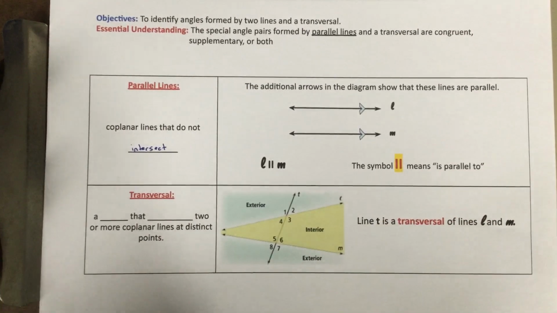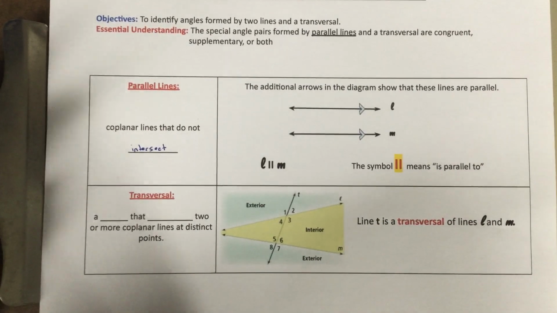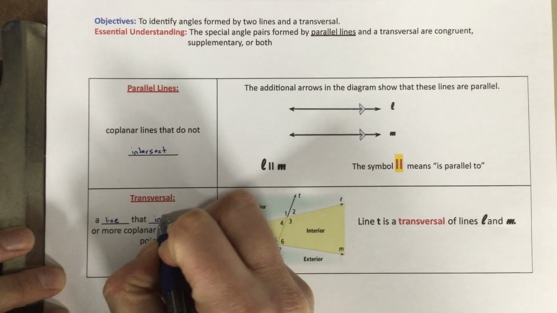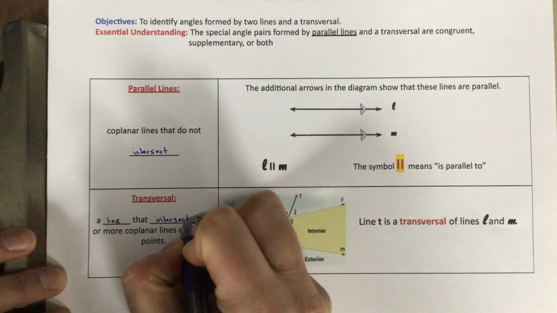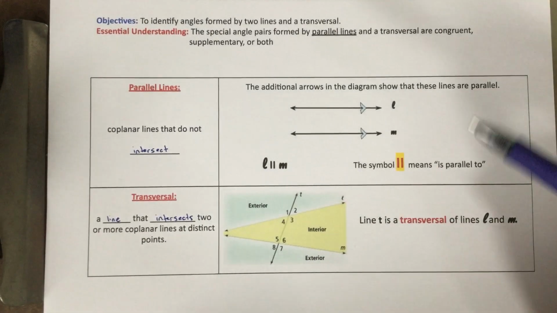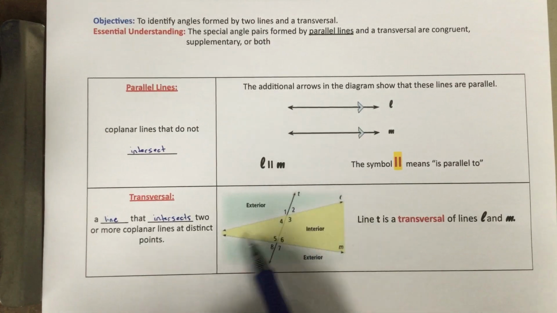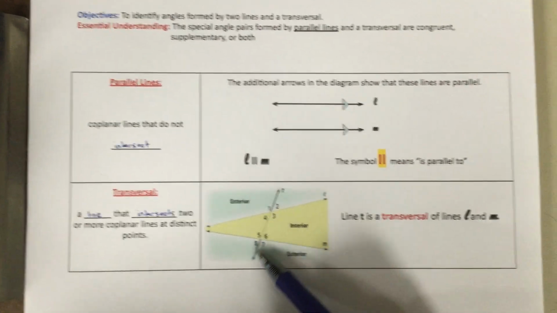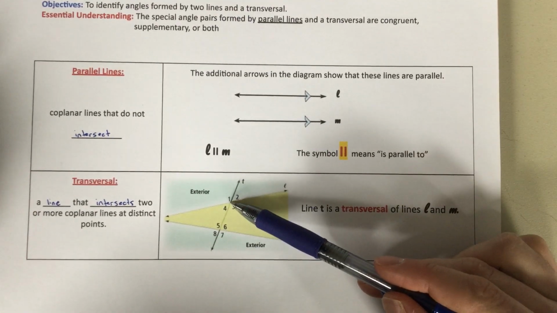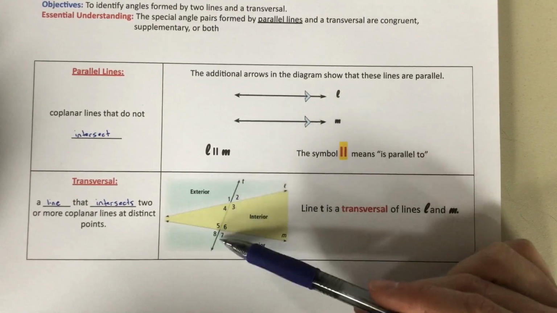The other vocabulary term we're going to look at is something called a transversal. It is a line that intersects two or more coplanar lines at distinct points. Here are our two lines. T is what we call a transversal, right? It's intersecting here and here on two different lines.